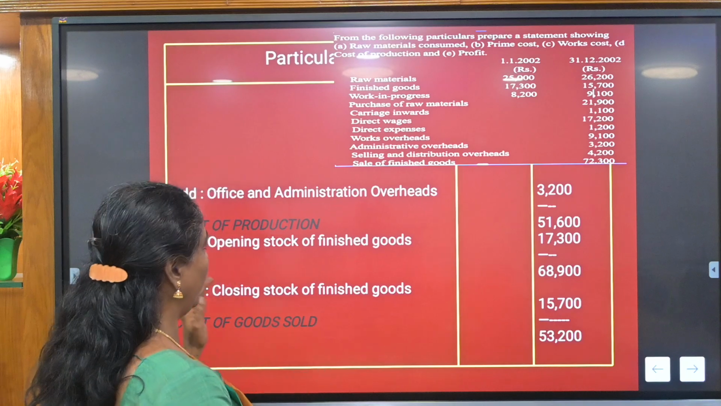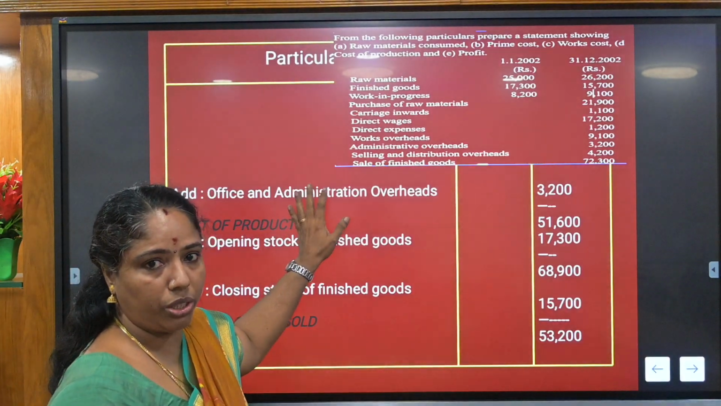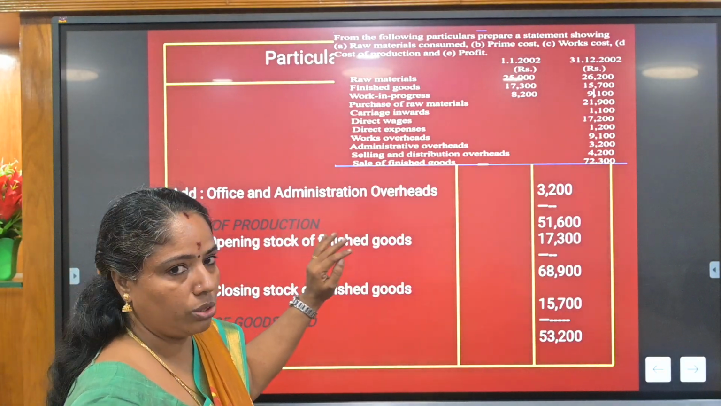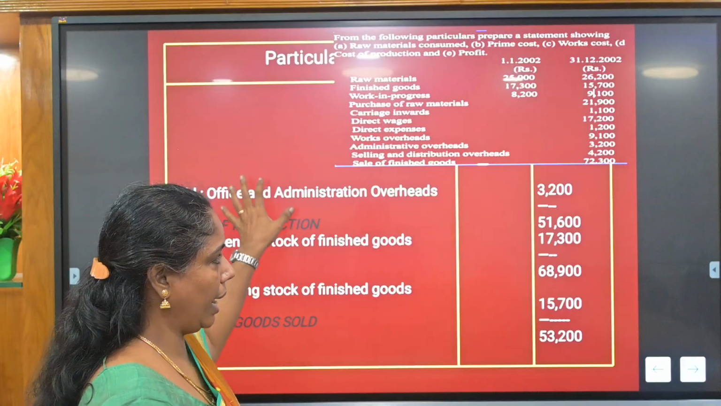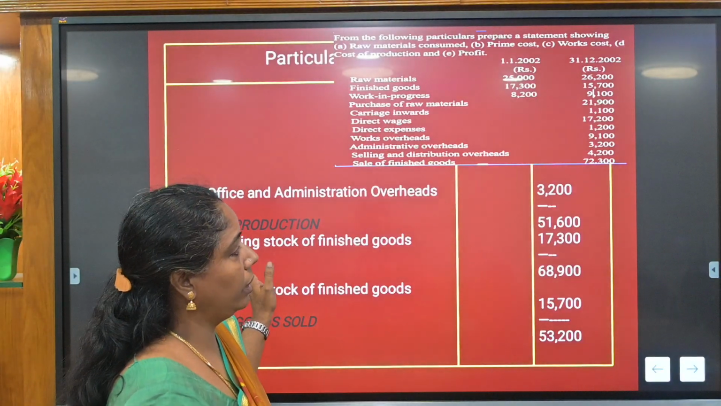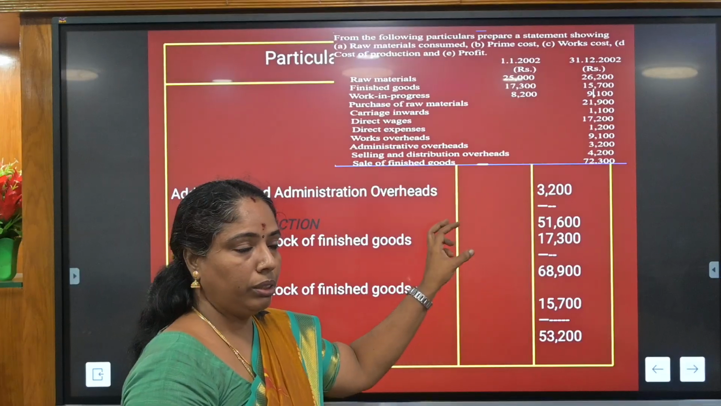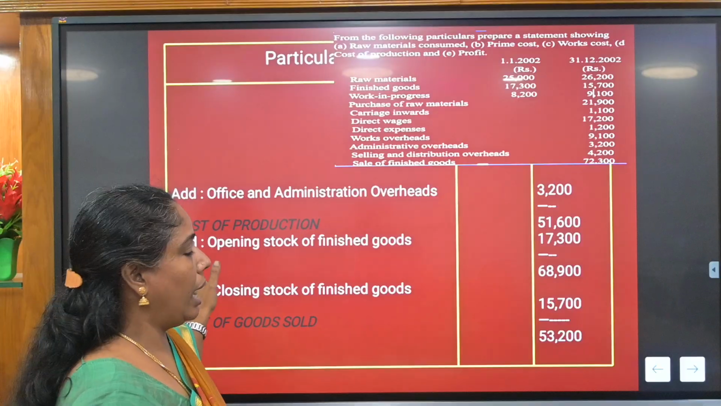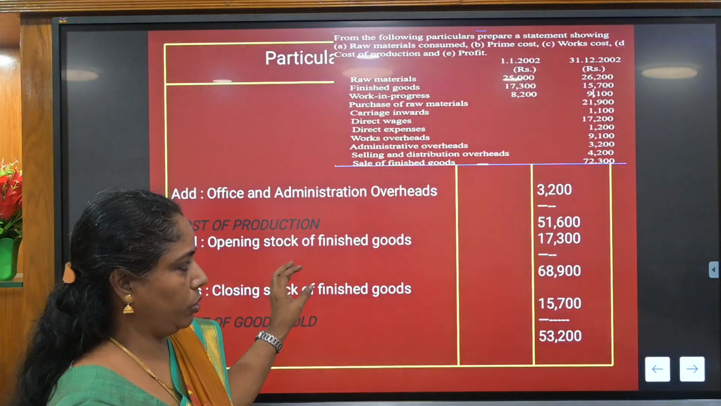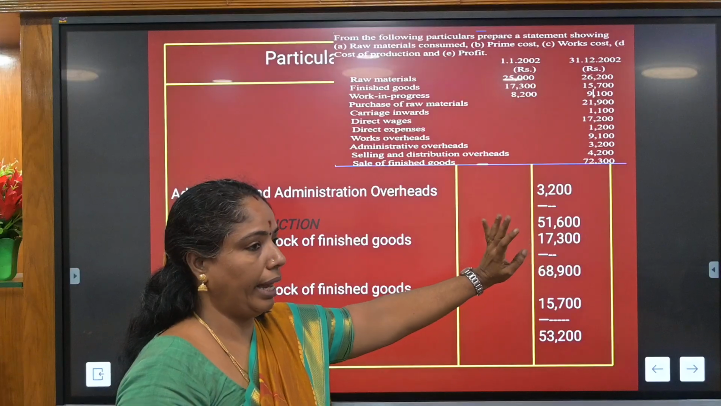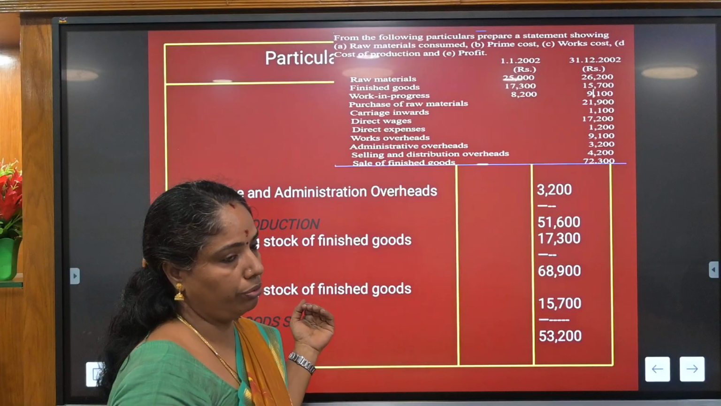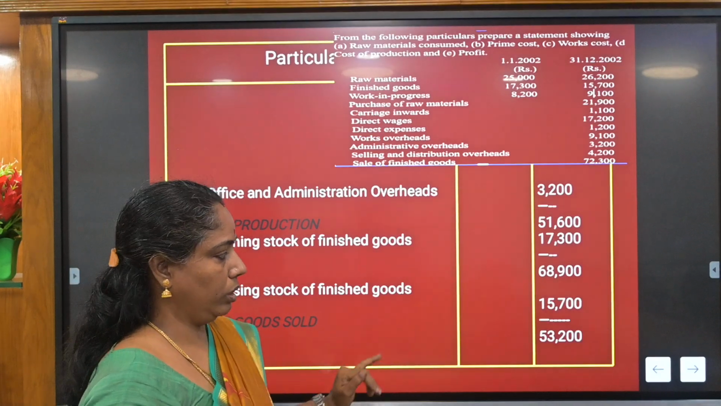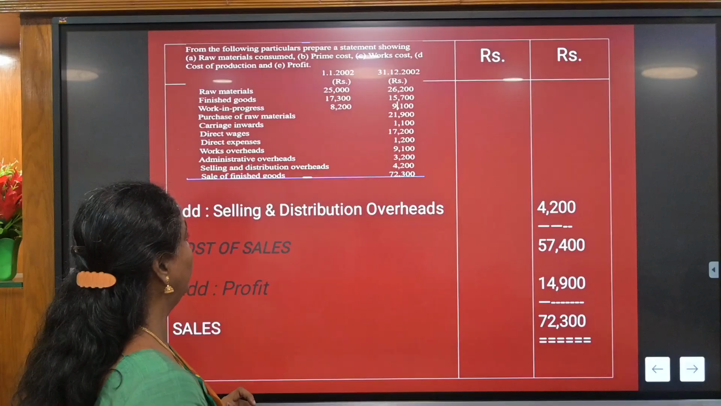53,200. Again I am repeating: if expenses related to office and administration are given in the sum, we should add them and do this in the inner column. The total we have to transfer to the outer column, and then add the opening stock of finished goods, then subtract the closing stock of finished goods from the total. Finally we get the cost of goods sold. And here comes the final answer.